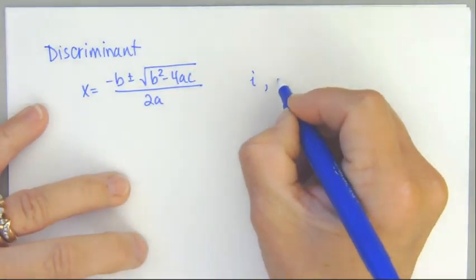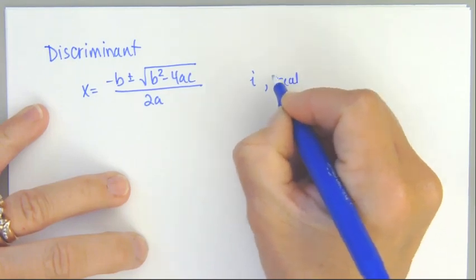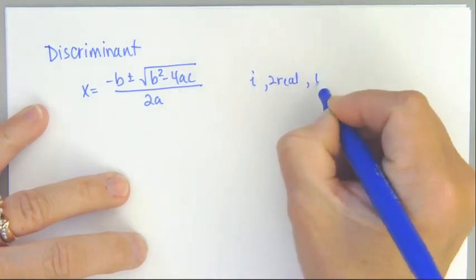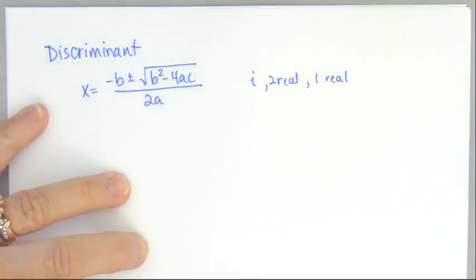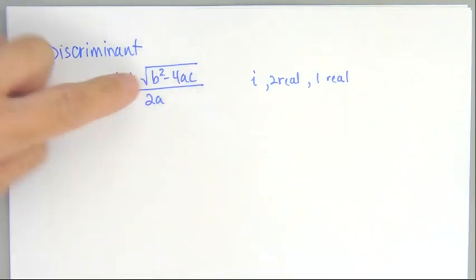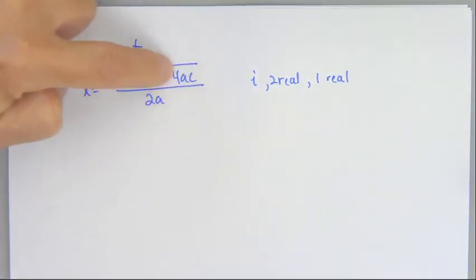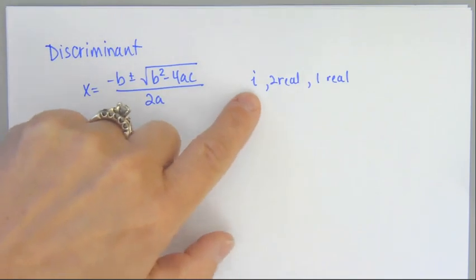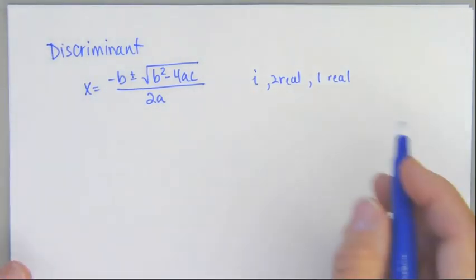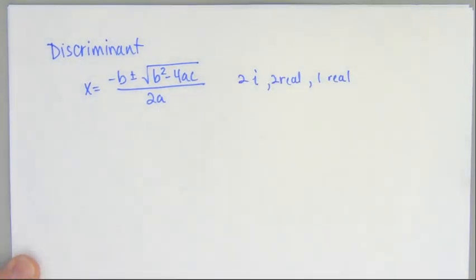And in the three examples we did, we got two imaginary answers, we got one problem where they came out two real, and then we had another problem where we had one real answer. So the discriminant is the stuff that's under the radical, and that's what's going to tell us if we get imaginary answers, real answers, or one real answer.